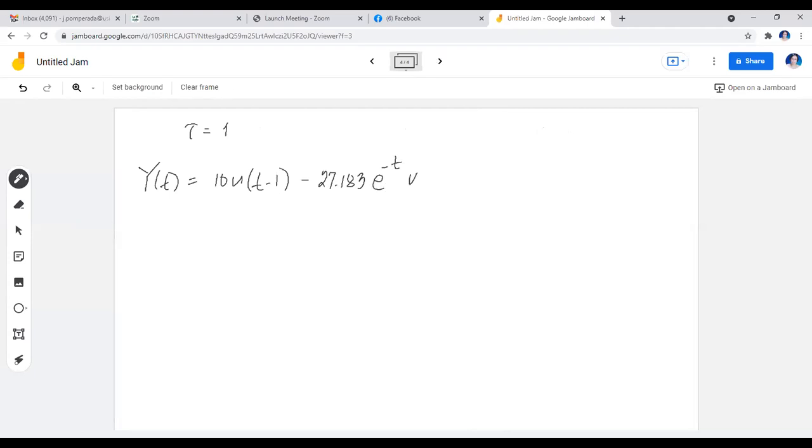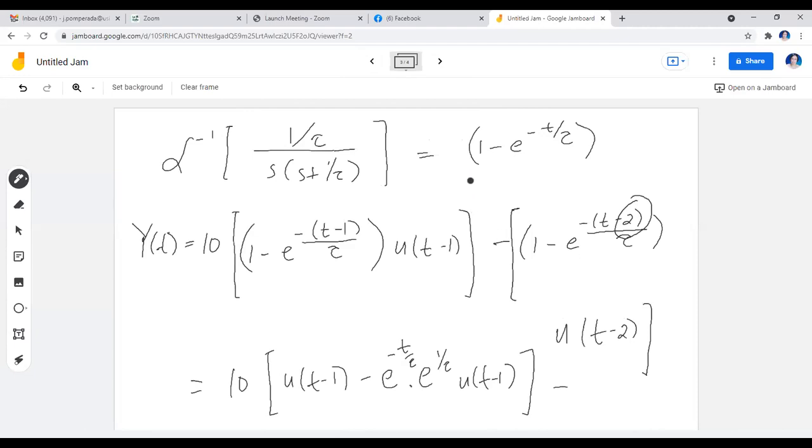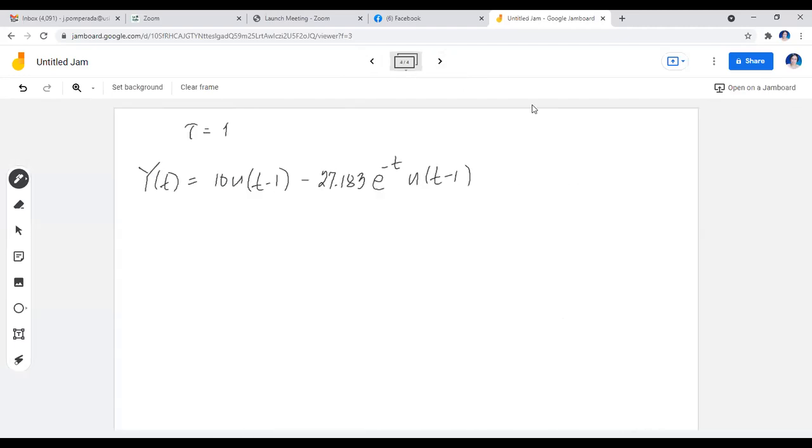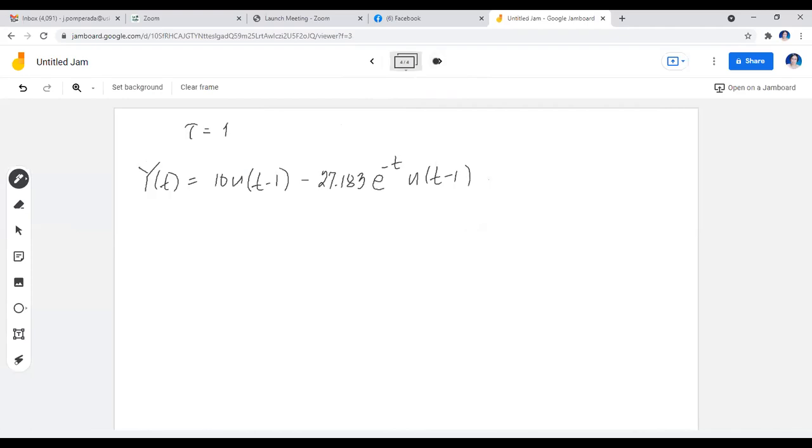And you also have u of t minus 1 in here. This would be for this part, the expansion of this. For the second, you will have something like, is it a minus? Let me check. So it's a minus here, so I should write minus also. So minus 10, but this time you will have u of t minus 2.